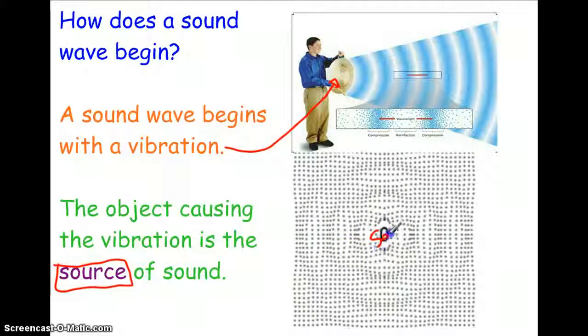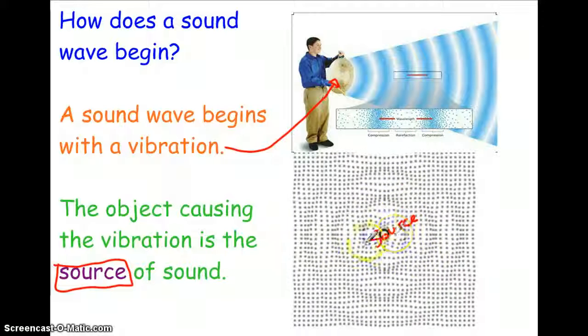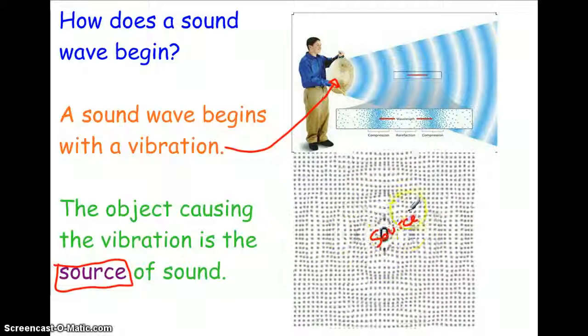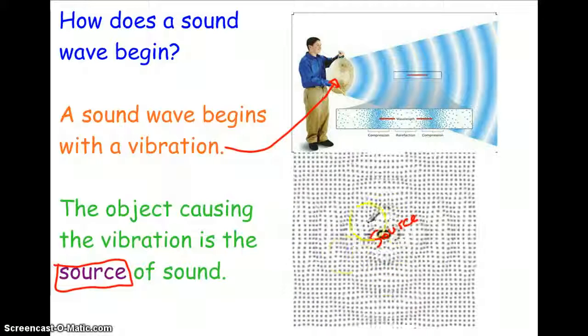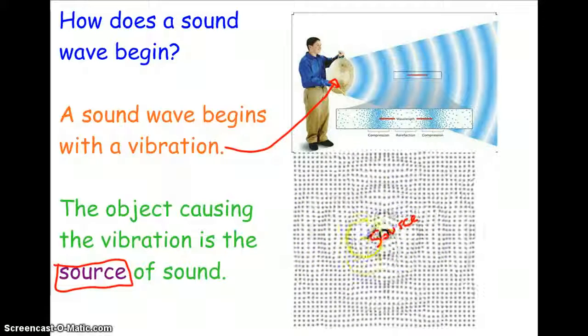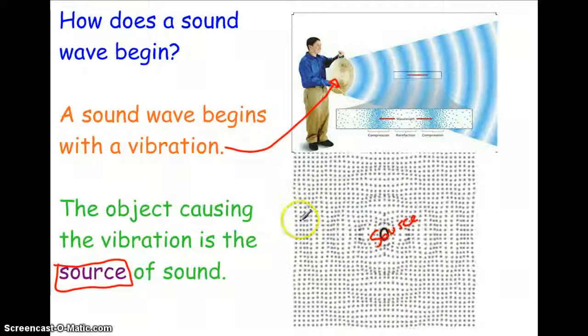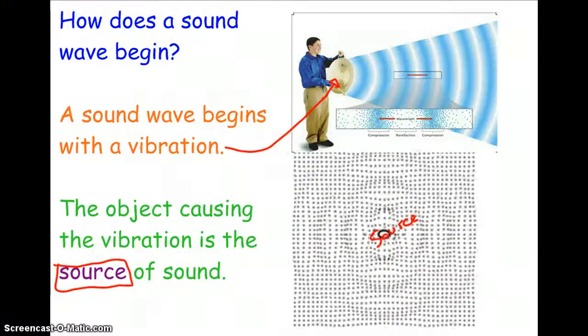So this picture shows us what it might look like. Here in the middle we have the source, okay, and that source sends out sound waves in all directions as long as there is matter all around the object. So the sound travels in all directions in a longitudinal type movement away from the source.